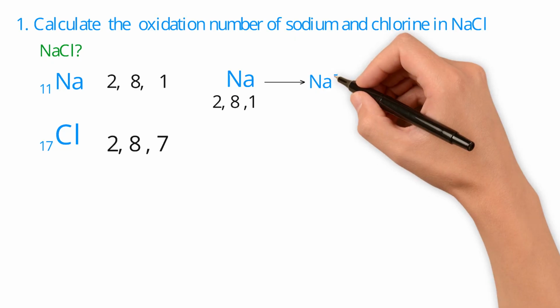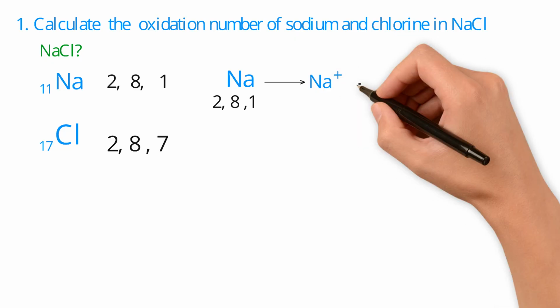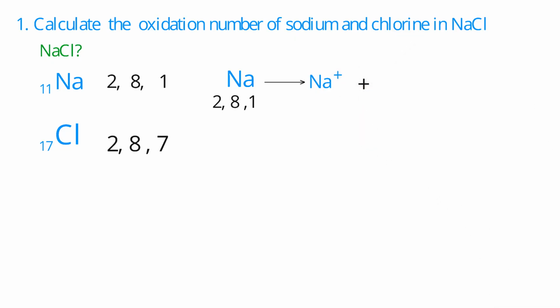Now sodium atom loses its valence electron and forms sodium plus 1 ion and 1 electron. This sodium plus 1 ion has 8 electrons in its outermost shell, and its electron configuration is 2,8.